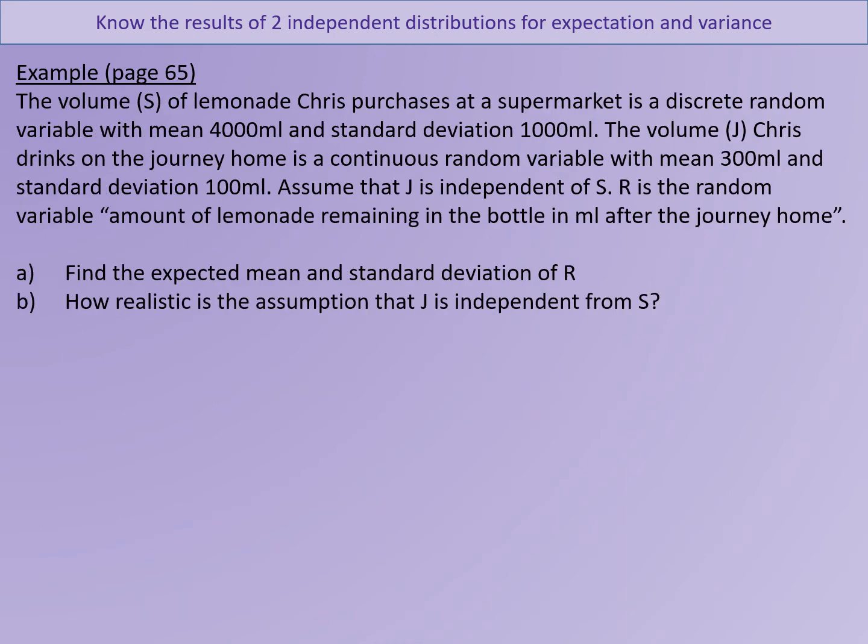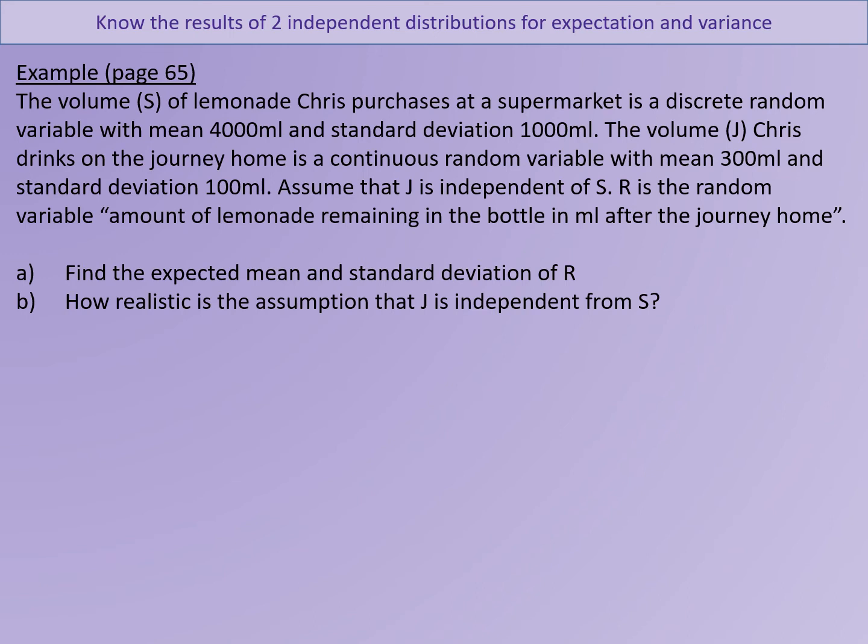In this example, we're going to consider the volume of lemonade that Chris purchases in a supermarket. This is a discrete random variable denoted by S. The mean is 4,000 millilitres and the standard deviation is 1,000 millilitres. The reason this will be a discrete random variable is because lemonade is only sold in certain size bottles, so it wouldn't be continuous because he couldn't purchase any amount that he liked.